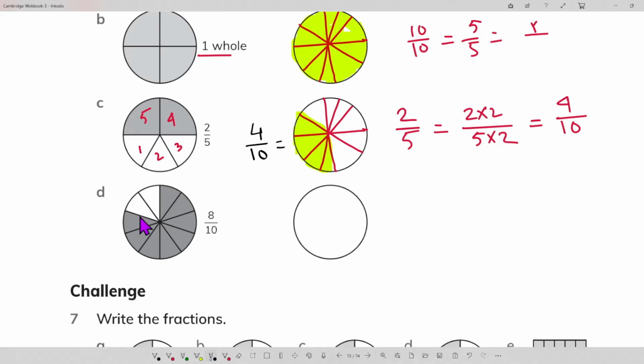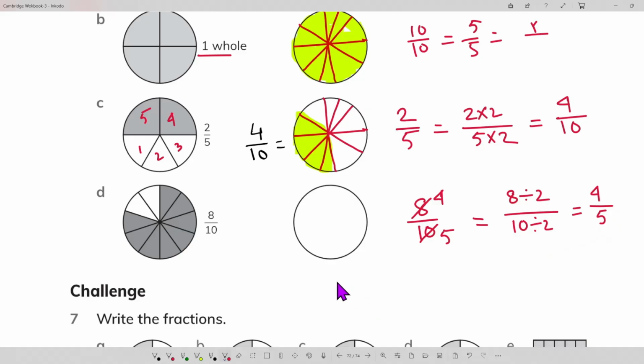Similarly, here is 8/10. 8/10 means what? Here are 10 parts and 8 parts are colored. So similar thing we can write: 8 over 10, this 8 we can divide by 2, so we will get 4. Again this 10 we can divide by 2, we will get 5. Very simple thing: 8 divided by 2 is 4 and 10 divided by 2 is 5.